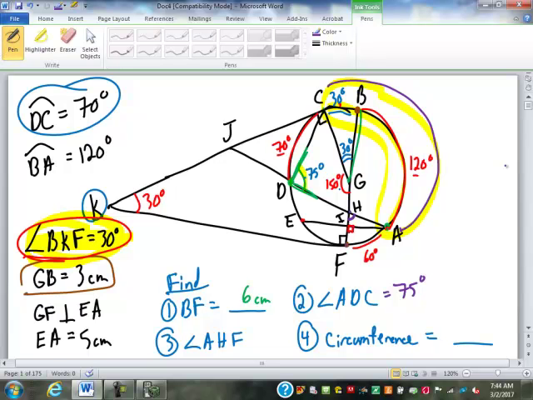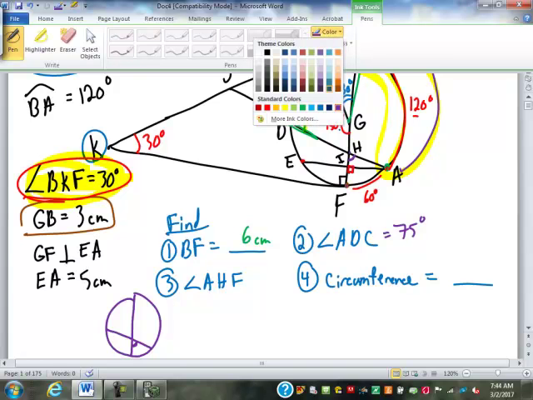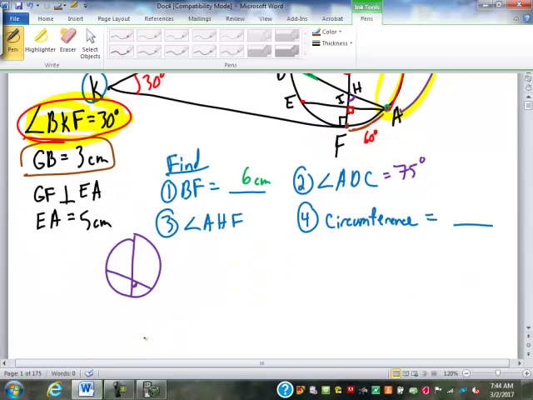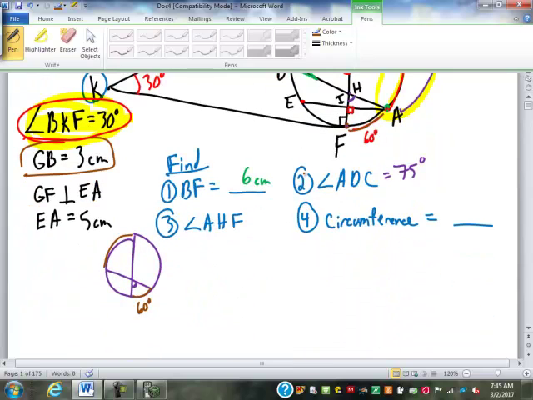So for angle AHF, I'm going to draw this out separately to make it simpler. This is the angle I'm looking for here. This arc is 60 degrees. That makes this arc right here 60 degrees. This arc over here is 70 plus 30, going from here to here. 70 plus 30 would be 100 degrees. So that arc's 100 degrees. Now remember, when we have two chords that intersect inside the circle, the angle formed is the average of those two arcs. So 60 plus 100 is 160, divided by 2 is 80 degrees. So this is an 80-degree angle.